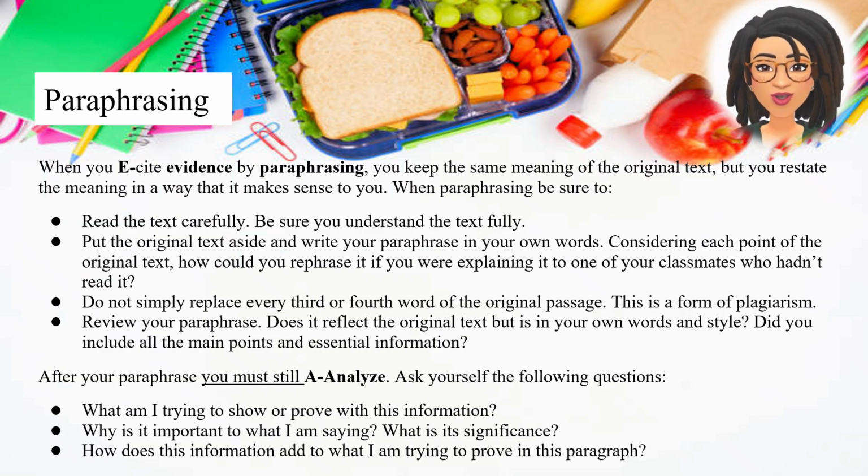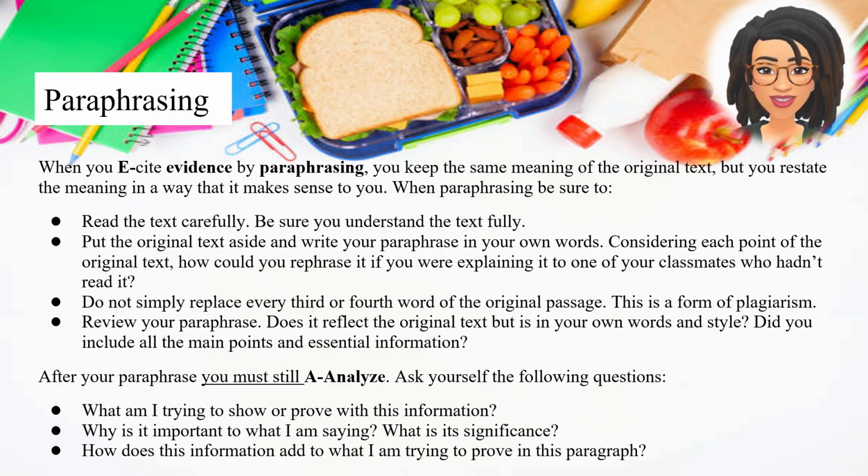Paraphrasing is another way you can incorporate source information into your paragraphs. When you cite evidence by paraphrasing, you keep the same meaning of the original text, but you restate the meaning in a way that makes sense to you or in a way that edifies the context for your reader. Make sure that you read the text carefully so that you understand the text fully, because how can you make sure your reader understands it if you don't?